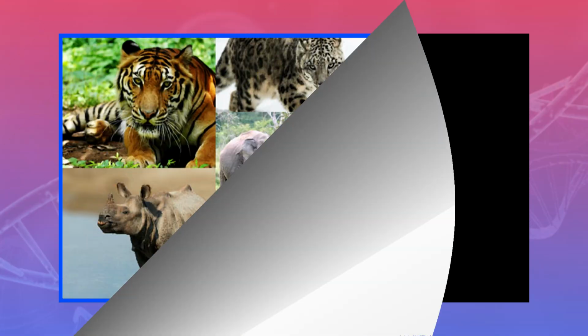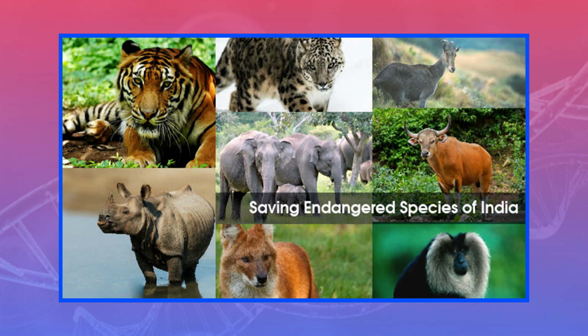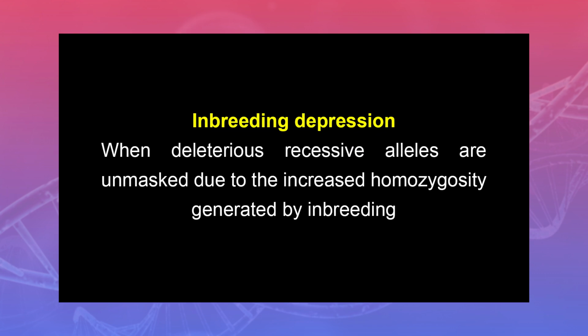Having a high homozygosity rate is problematic for a population because it will unmask recessive deleterious alleles generated by mutations, reduce heterozygote advantage, and it is detrimental to the survival of small endangered animal populations. When deleterious recessive alleles are unmasked, due to increased homozygosity generated by inbreeding, this can cause inbreeding depression.